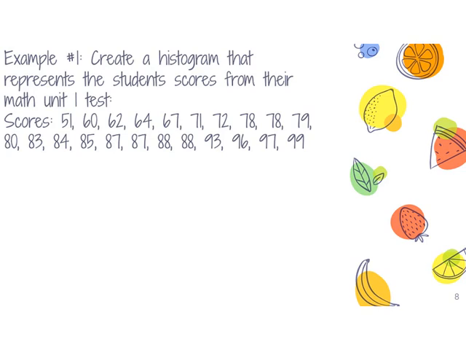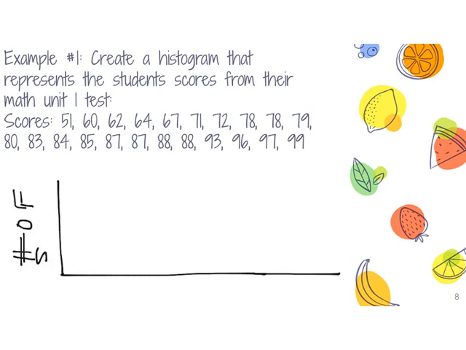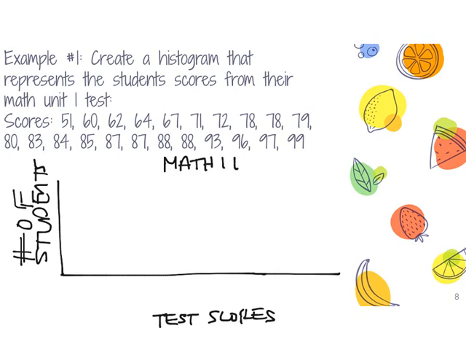So in order to figure out these categories, you're going to be drawing a graph, and we need to make sure that we label all this first. On the left-hand side, first of all, we're talking about the number of students. So this is our frequency. And then on the bottom, we're talking about test scores. And we have to come up with a title for our histogram. So we're going to say Math Unit 1 test.